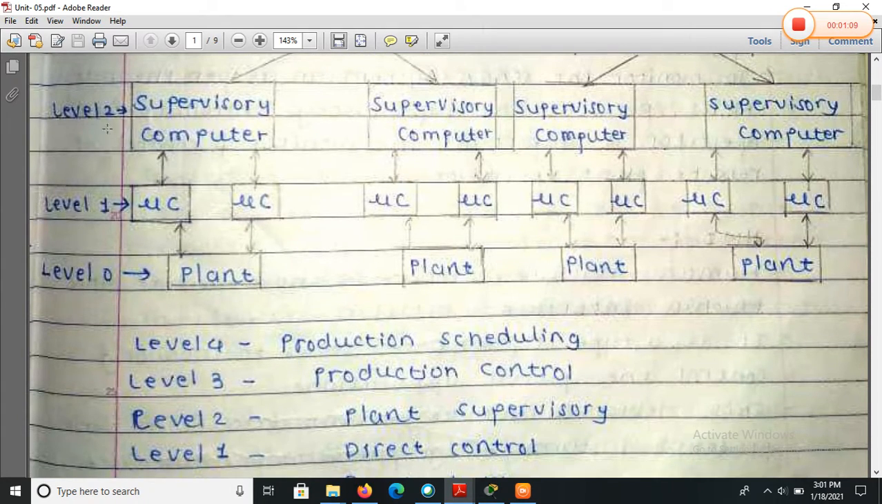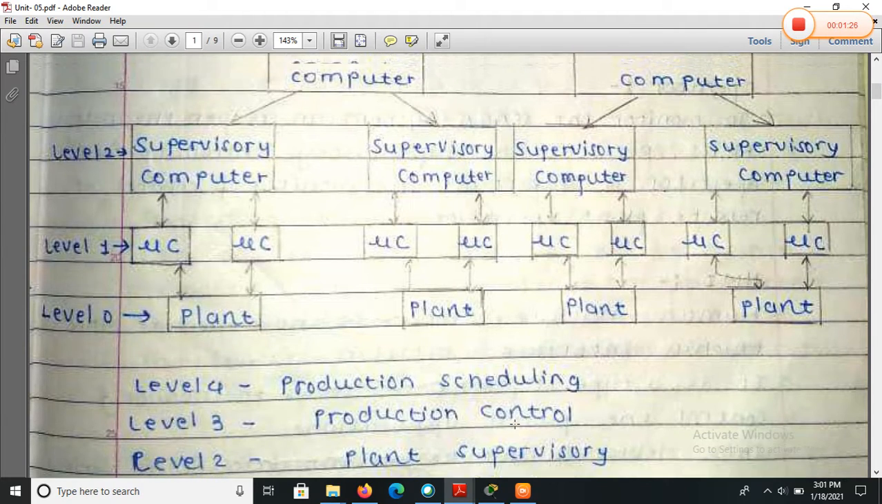Now, at level 2, the supervisor controls these microcontrollers and the sensors and actuators. This is level 2, that is the supervisory level or supervisory computer. Level 2 is called plant supervisory.